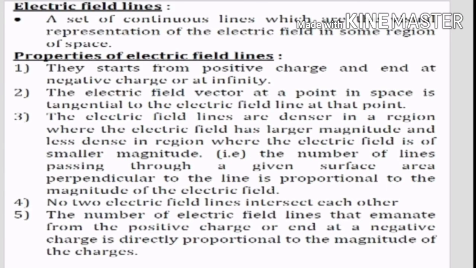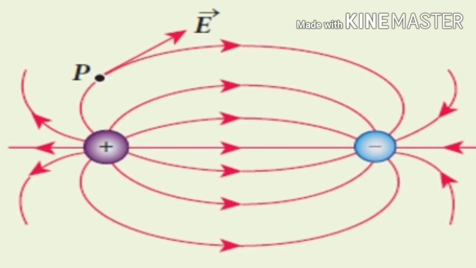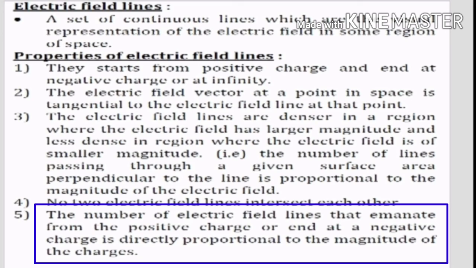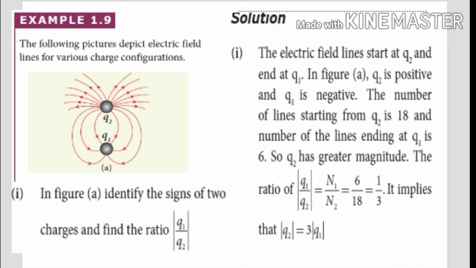Next point, no two electric field lines will intersect with each other. Next point is about the number of electric field lines that emerge from the positive charge or end at the negative charge is directly proportional to the magnitude of the charges. Next one, example 1.9. The question, the following picture depicts the electric field lines for various charge configurations.